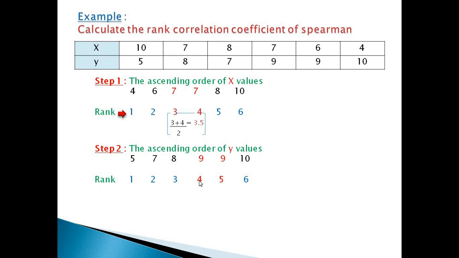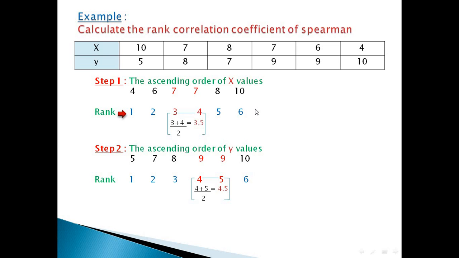9 here we have repeated value. So you're going to write here this rank 4, 5, and add them together divided by 2 to find its mean, like this. 4 plus 5 divided by 2. 4 plus 5 is 9. 9 divided by 2 give me 4.5. So the rank of value 9 is 4.5, and this one also 4.5. Continue the ranks. The value 10, its rank is 6.